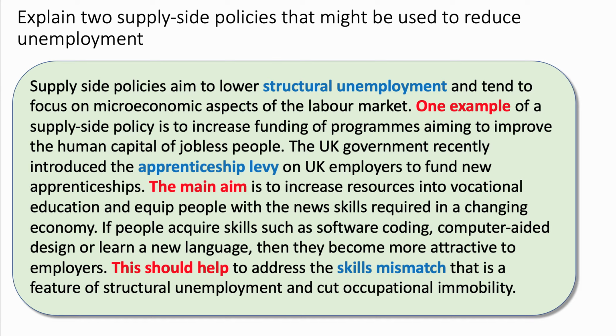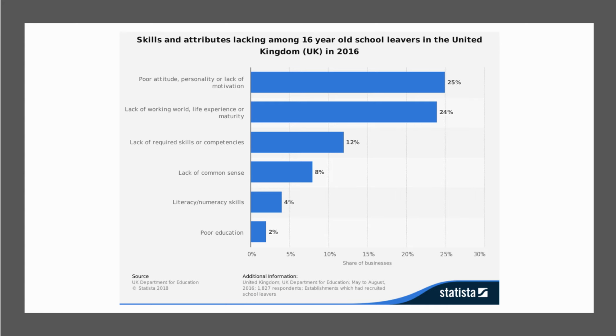And here's a chart from a survey of the school leavers in 2016, basically a survey of employers about some of the lack of attributes among 16-year-old school leavers. Okay, well, poor attitude, lack of motivation, in particular, lack of required skills or competences, all kinds of issues to do with making young people more employable as they enter the labour force for the first time.